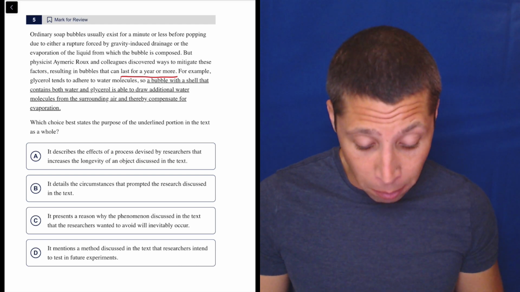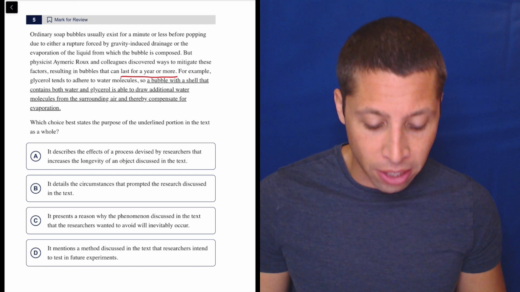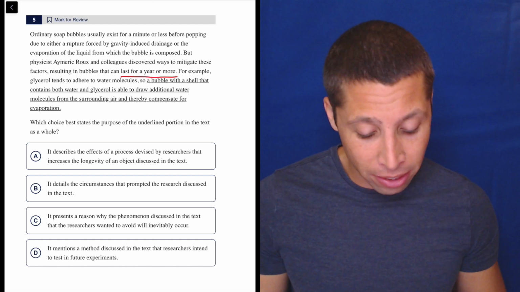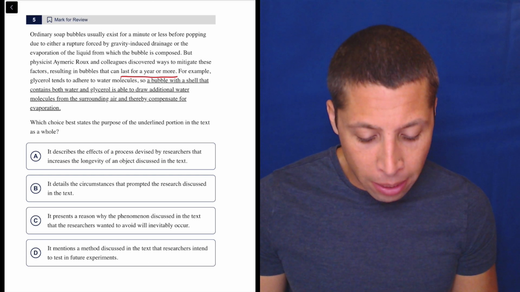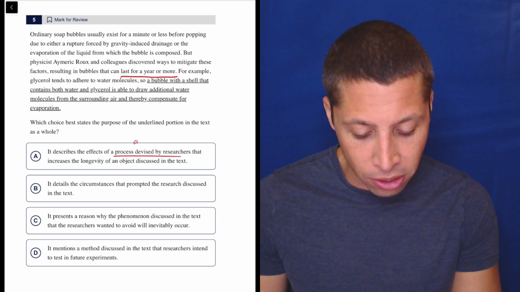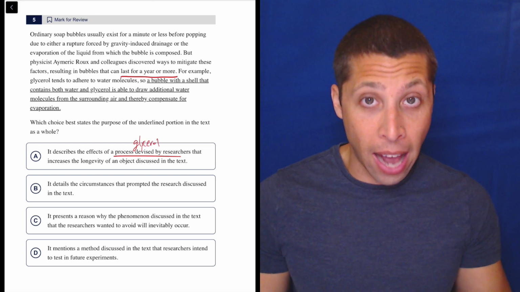A, it describes the effects of a process devised by researchers that increases the longevity of an object discussed in the text. That sounds fancy, but it's basically what they said. So try to turn each piece into a question. Do they talk about a process devised by researchers? Yes. The glycerol, if I can spell it, is kind of the process, adding that to the bubble.